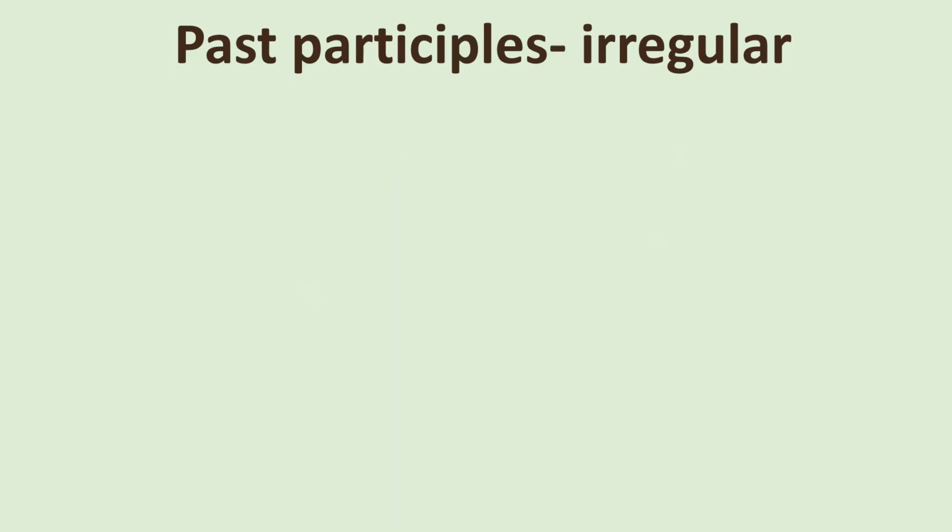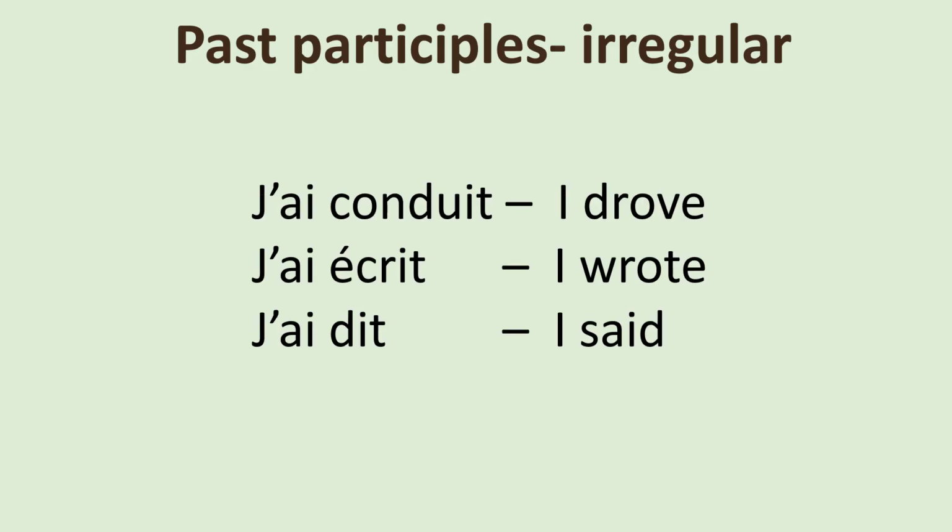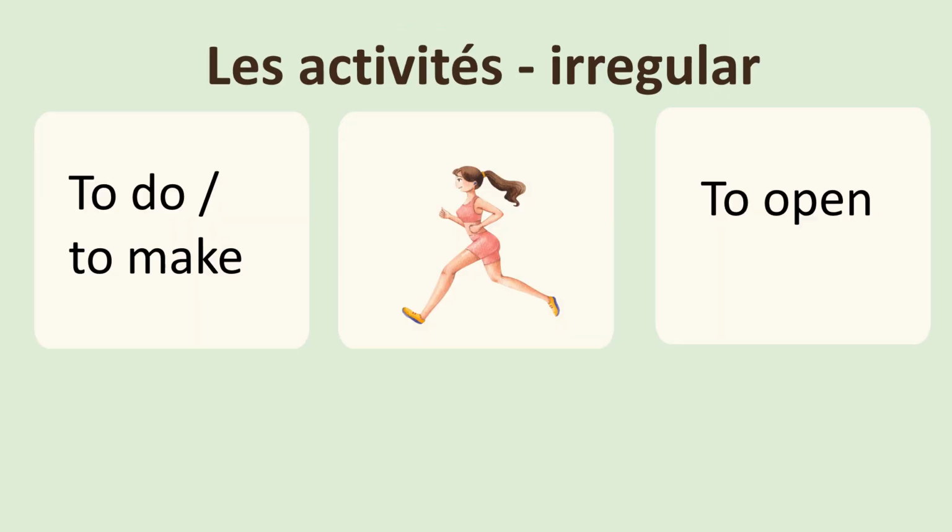So let's look at those three past participles, which are irregular. J'ai conduit, I drove. J'ai écrit, I wrote. J'ai dit, I said. Three more activities for you. You will see the irregularities. To do or to make is faire.